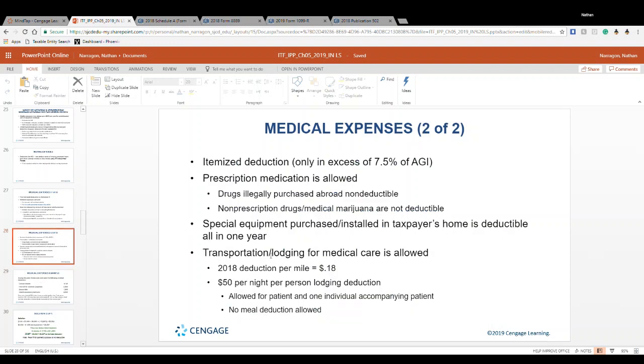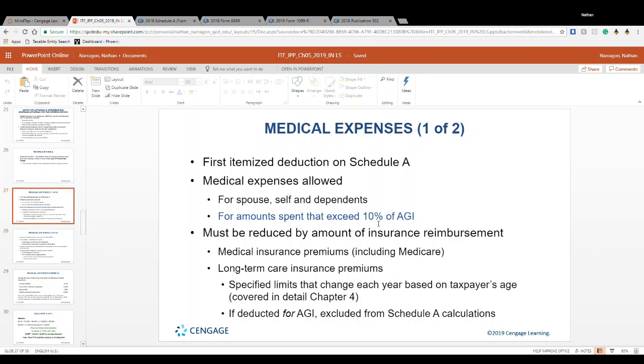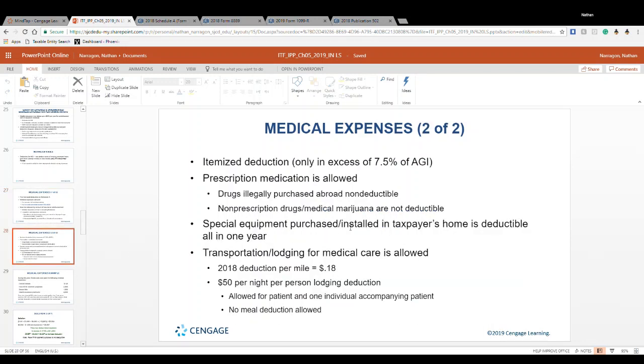The next little part, and more medical right here, more itemized. So as you can see, itemized deductions in excess of 7.5% of AGI. So they actually kind of fix it from right here. But right now it's 7.5. Prescription medicines allowed, special equipment, transportation and lodging for medical care, and even has it right here, it's 18 cents per mile. I know, fun stuff. But transportation for medical care, 18 cents. $50 per night per person lodging deduction.